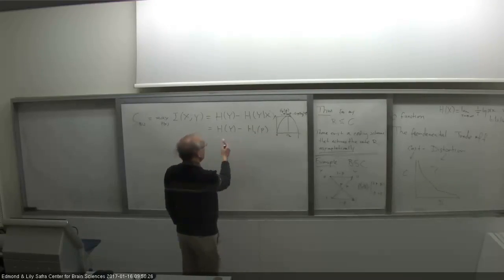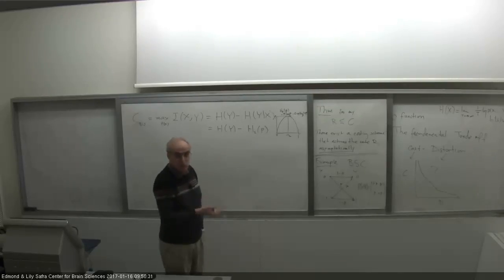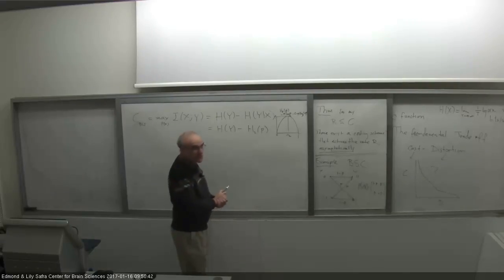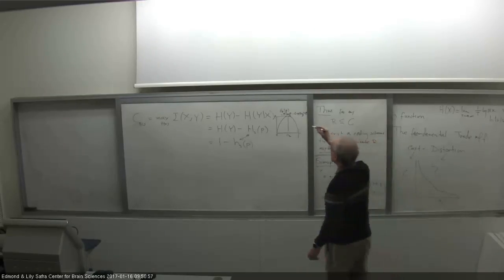Then what is the maximum possible entropy of y? I want to maximize this. h of p is given. What is the maximum entropy of y? Y is a binary variable, 1 bit. So if y is uniformly distributed, the capacity is 1 minus h of p. I usually write the binary entropy with a small h, I don't know why. It's a habit I got a long time ago, but it's the same thing.